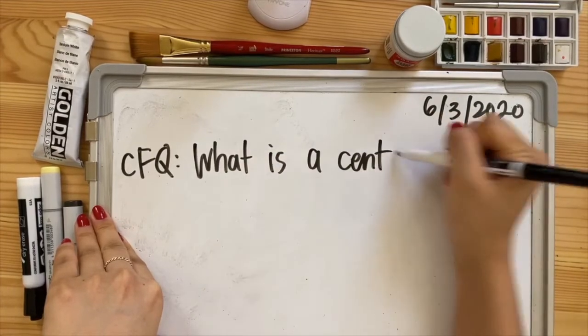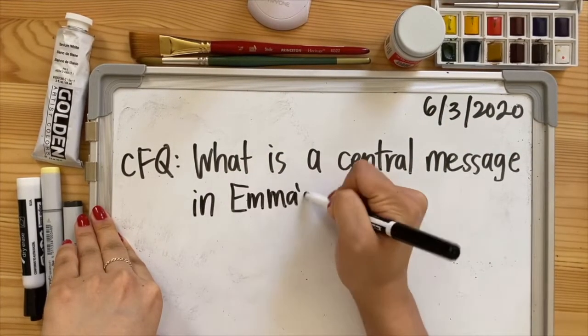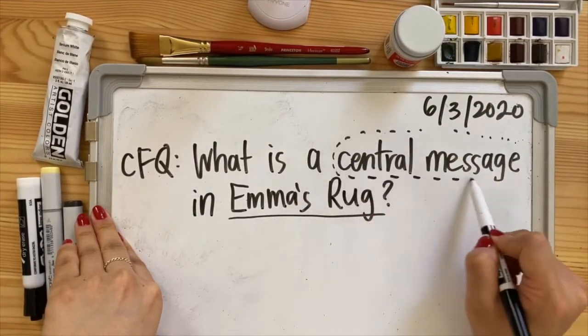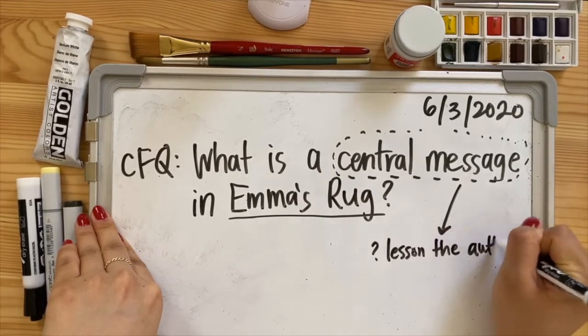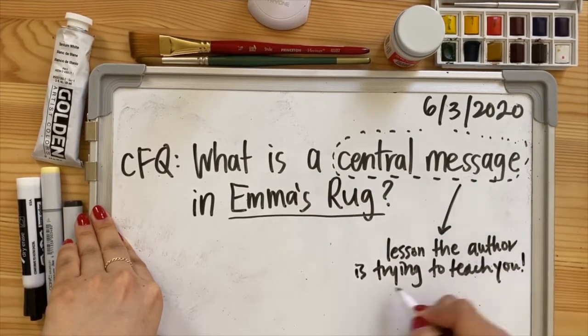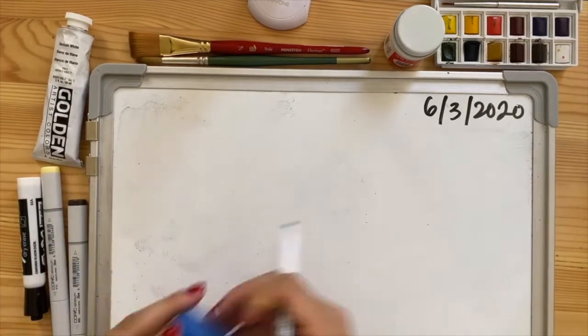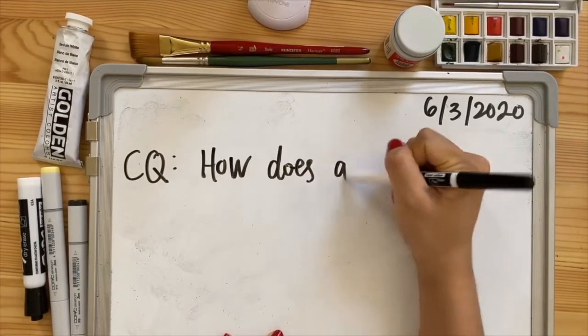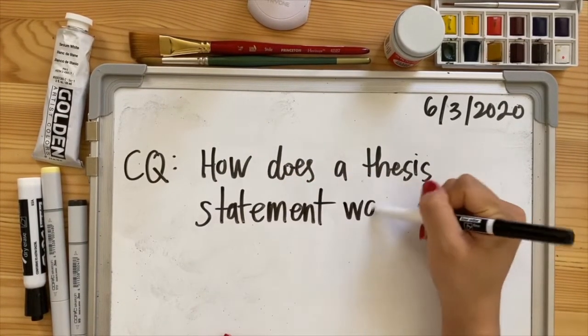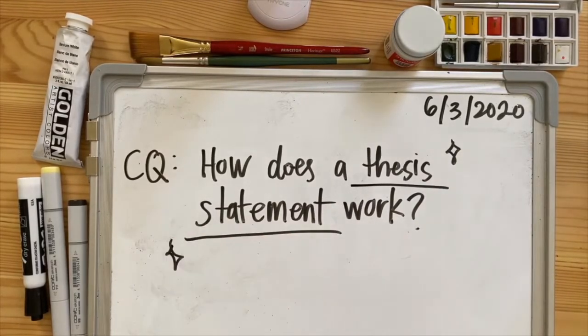So today's content framing question is, what is a central message in Emma's Rug? And again, the central message is the lesson that the author is trying to teach you. Today's craft question is, how does a thesis statement work? So we're going to be talking about what a thesis statement is today.